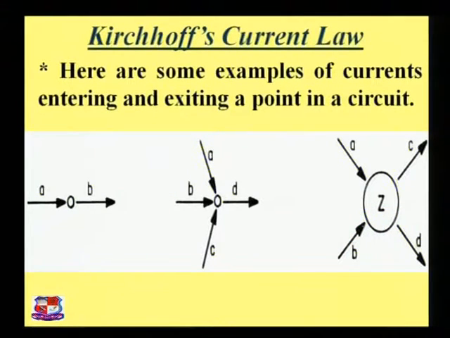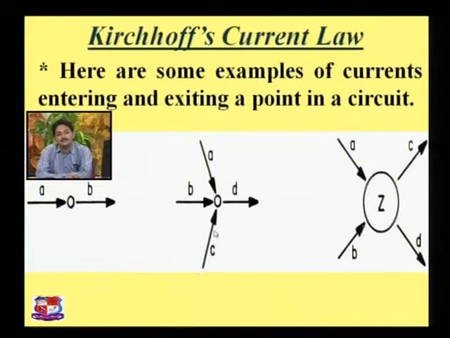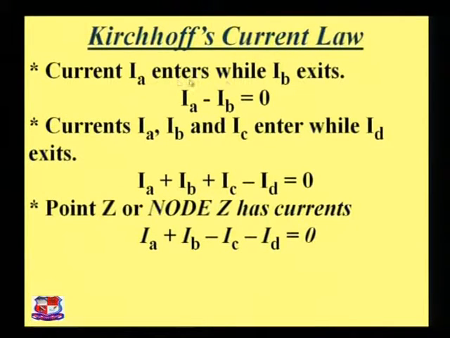See, there is an example, figure A, figure B and figure C. Here this is a node where we can see that the current IA is entering, and current IB is flowing away from that node. Taking figure B, current IA enters, current IB enters, current IC also enters, but the current ID is flowing away from that node. So if we want to define this example with an equation, current IA enters while current IB exits. We take the positive sign if the current enters the node, and if the current exits the node, then we take the sign as negative.